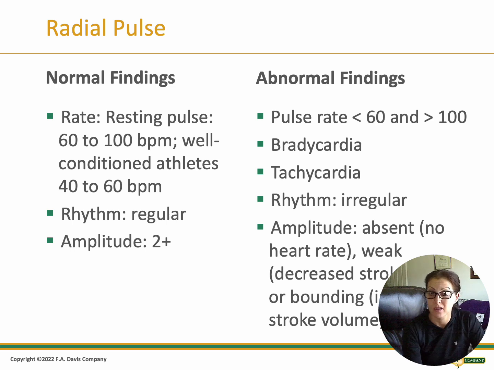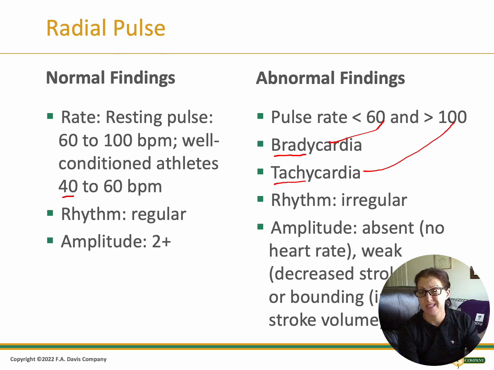Well-conditioned athletes usually are on the lower range, and so 40 would be considered a normal range for them. Anything less than 60 in an unhealthy individual or greater than 100 is considered an abnormal finding, and that's what we would call bradycardia for less than, and tachycardia for greater than. If the rhythm is irregular, or if you feel like you're palpating and it's as if there's a skipped beat, we would want to confirm that with an apical pulse as well. And the amplitude shouldn't be thready and it shouldn't be bounding.